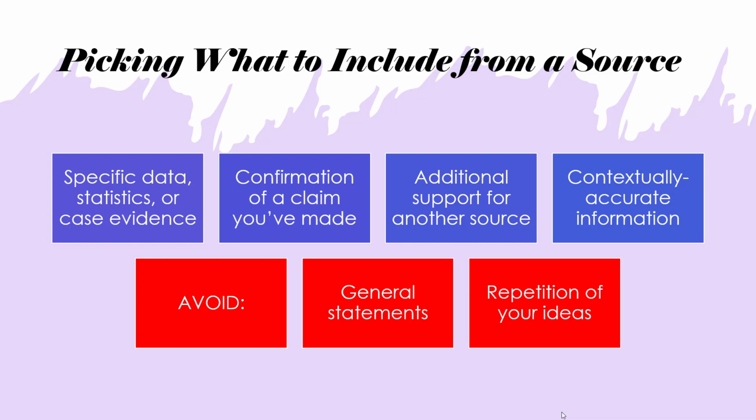Things that we want to avoid taking from sources is general statements. These are things that we can pretty much say on our own. We don't need to quote things that are really kind of common sense or are introductory information, because you can create your own. You also don't want to have sources that are just parroting what you have just said, okay?